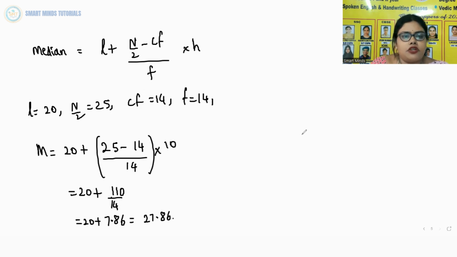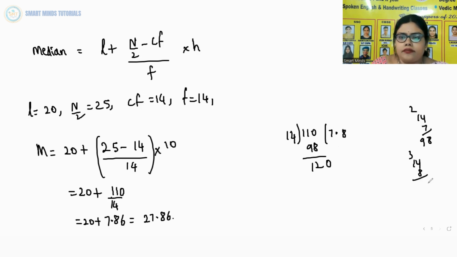I will show you the division of 110 divided by 14. So 14 sevens are 98. So this is 12. Take a point, take a 0 here. Now what is 14 eights are 112. Now you get 8. Again take a 0. Now 14 sixes are 84. Sorry.